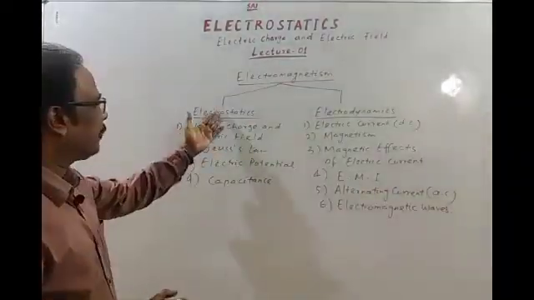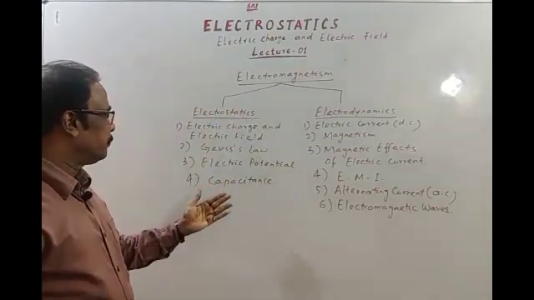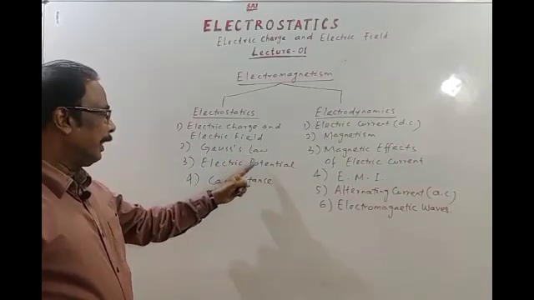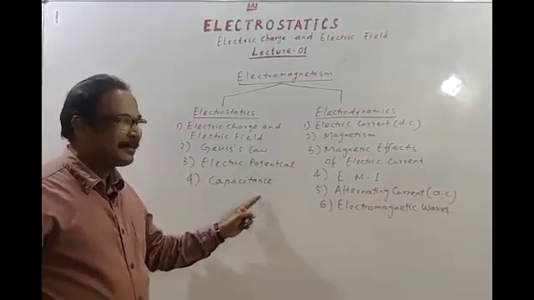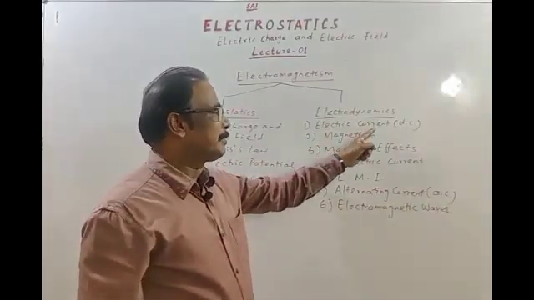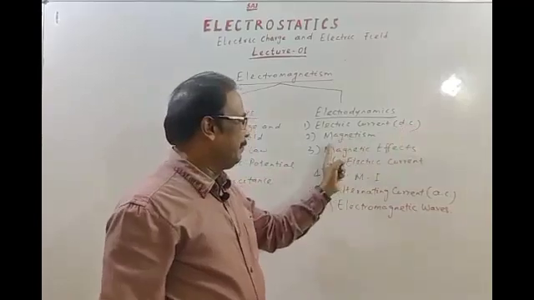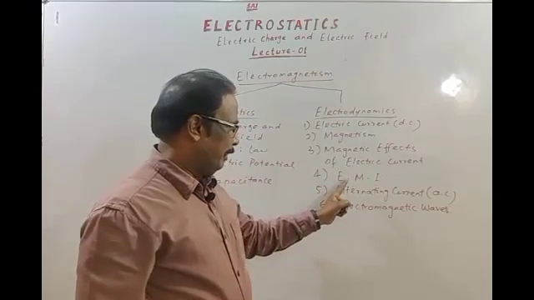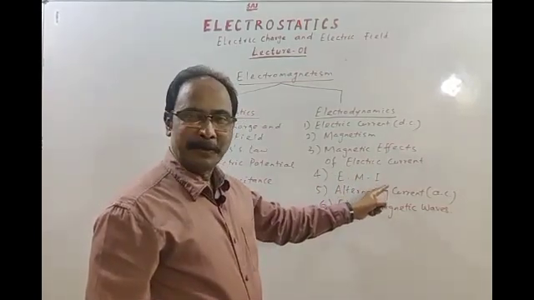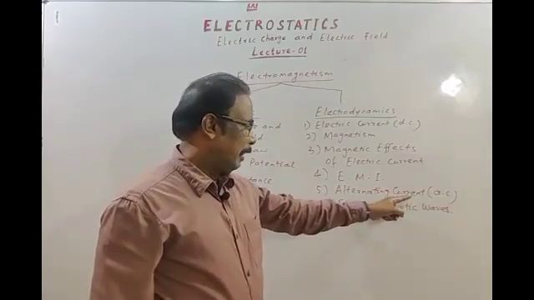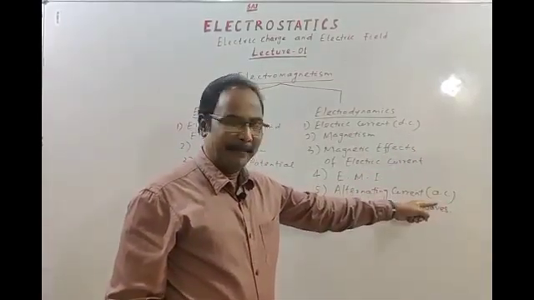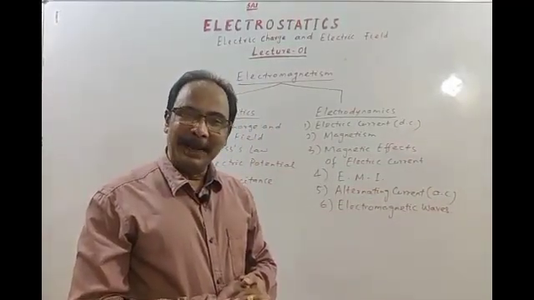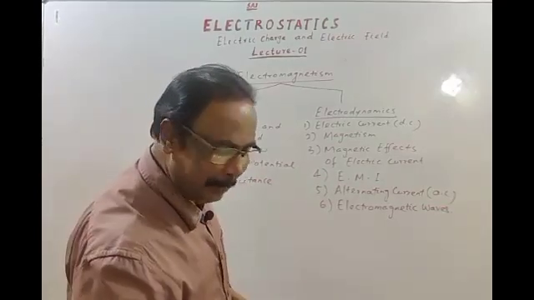Under electrostatics, there are four subjects: electric charge and electric field, Gauss law, electric potential, and finally capacitance. Under electrodynamics, electric current, direct current we will study first, then magnetism, then magnetic effects of electric current, and then electromagnetic induction, EMI. Number 5, alternating current, AC, DC and AC, direct current and alternating current. Then finally electromagnetic waves. So these are the basic fundamentals.